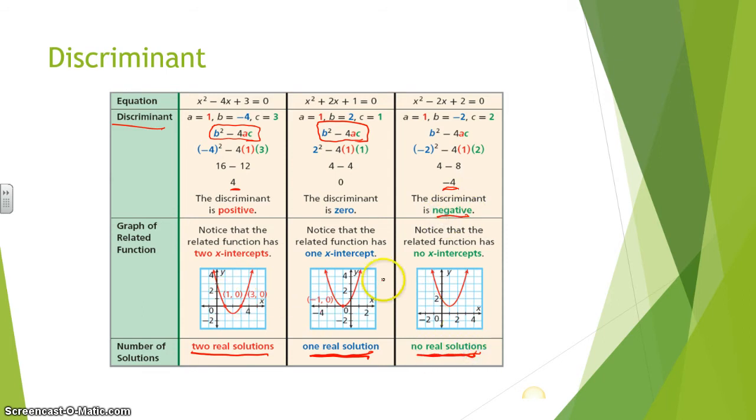If you notice too, there's a graph for each situation. It's showing the 2 zeros, how the graph crosses the x-axis twice. Here's the 1 solution. We have 1 point that falls on the x-axis, and then here's my no solution. There's no zeros, no values that fall on the x-axis.